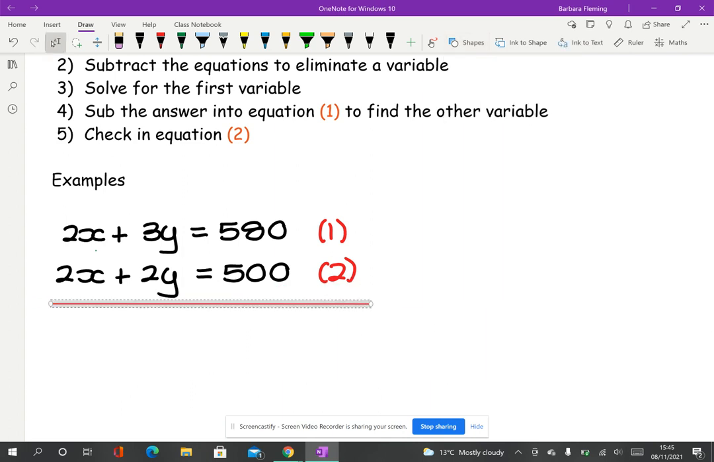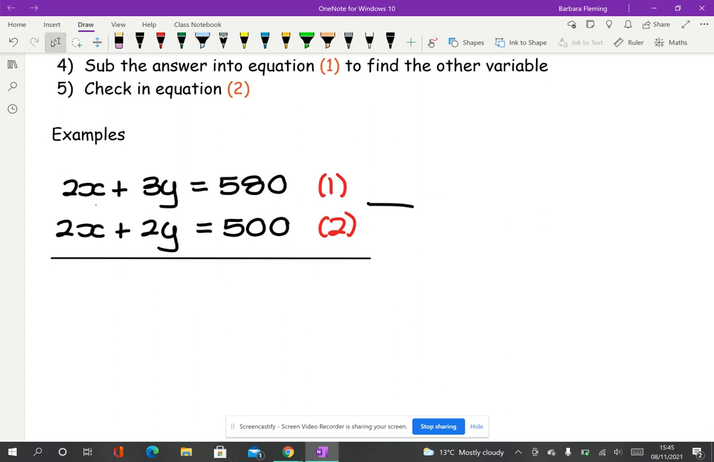So let's draw our line underneath, just like a chimney sum. Write our subtract in to remind ourselves we're subtracting each variable from the one above. So 2x take away 2x is nothing, it disappears. 3y take away 2y, you're left with a single y. We've got our equal sign, and 580 take away 500 is 80. So we've got our answer, y equals 80.